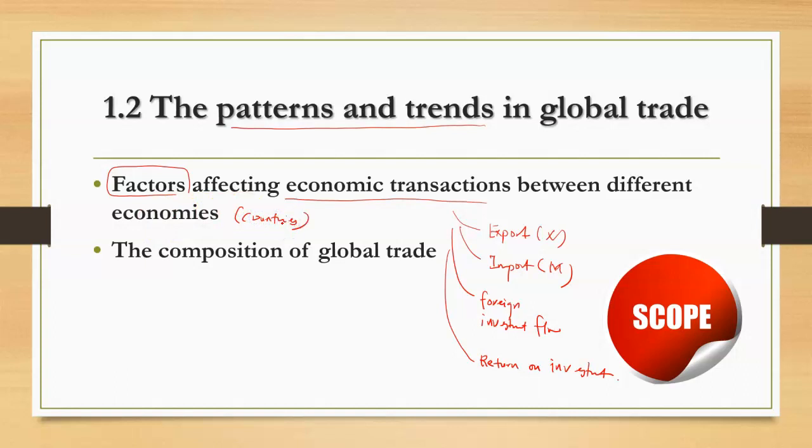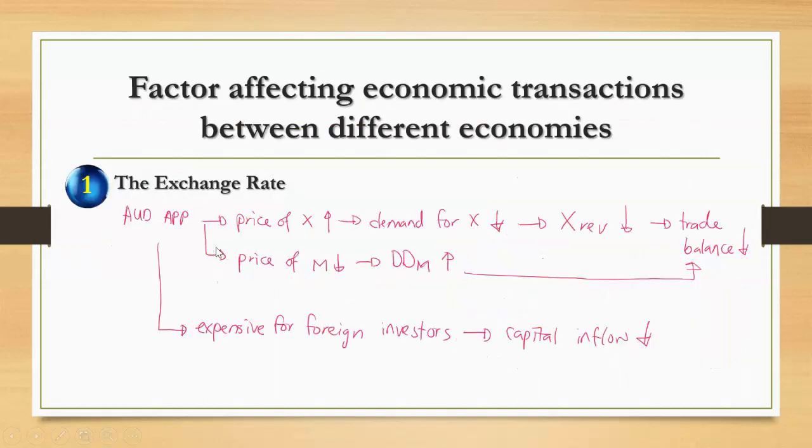In our syllabus, we will have another topic, topic 3, that talks about patterns of Australian trade. So that is focusing on Australia's exports and imports. But in this subtopic here, it's focusing on the world perspective, transactions between economies. So that will be the main part of this topic. Then we will cover a little bit on the composition of global trade, just very little. Okay, let's start with the factors affecting economic transactions.